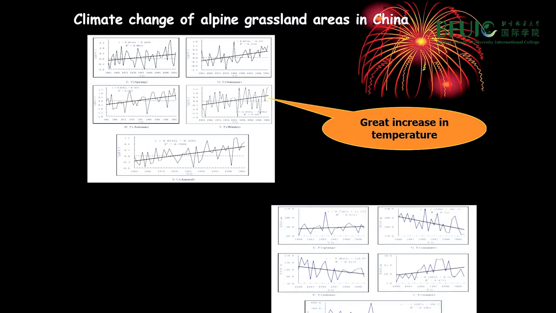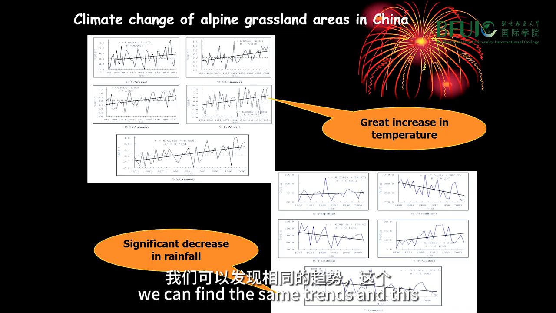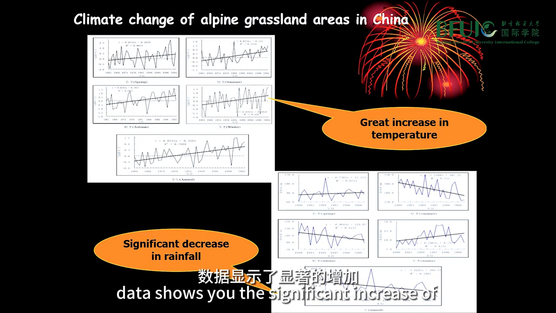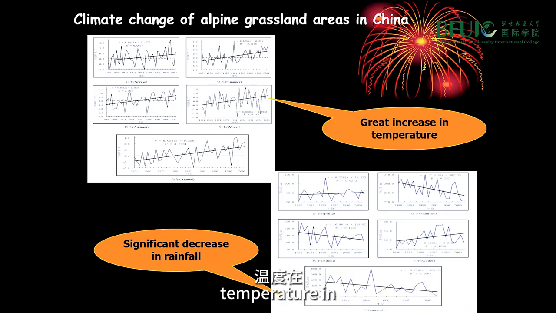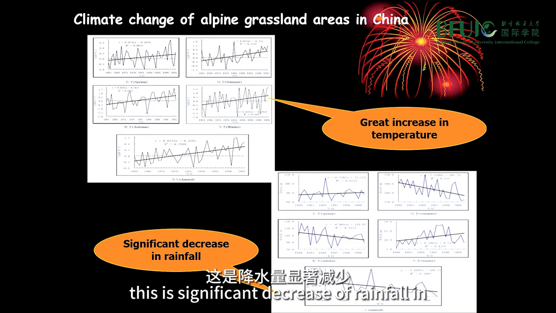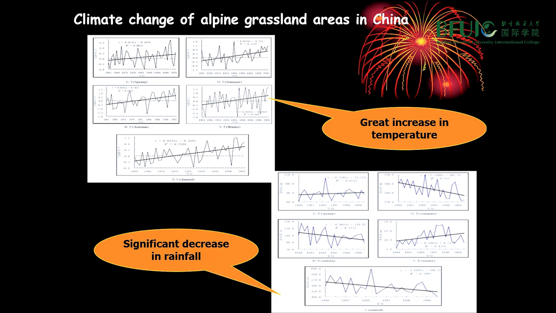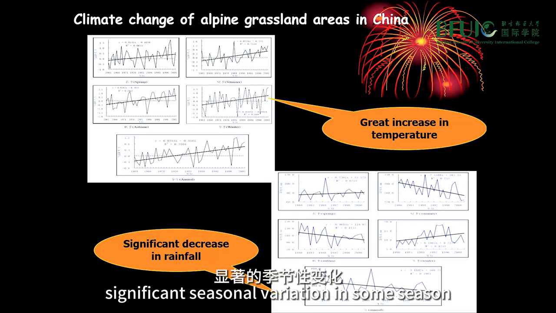This is a national scale. At the site scale or regional scale, we can find the same trends. This data shows you a significant increase of temperature in the grassland areas of Inner Mongolia, and a significant decrease of rainfall in Inner Mongolia. But there's a very significant seasonal variation.